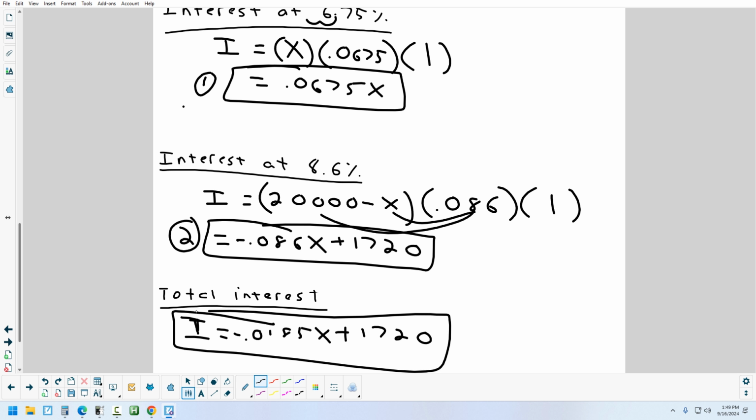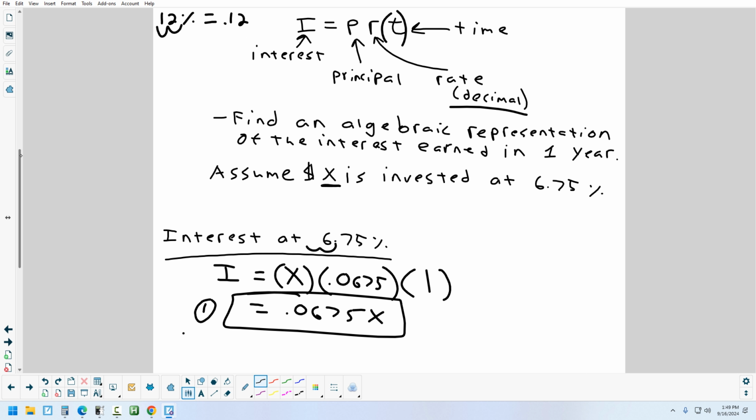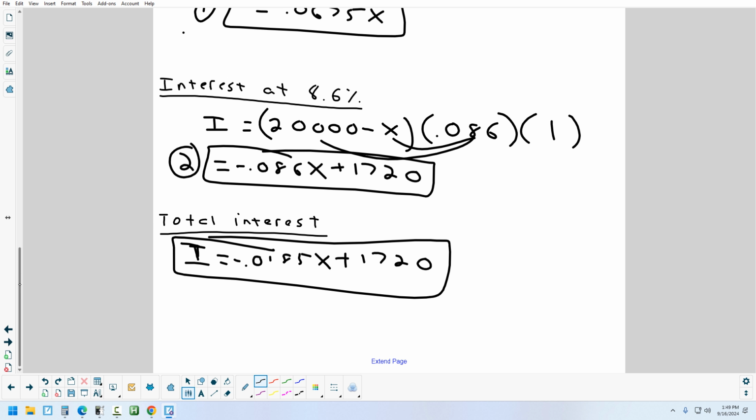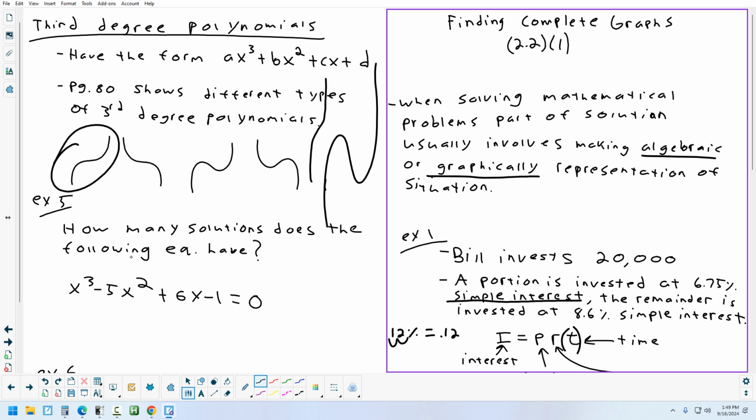Now, if you give me an amount of money that he invests, 20,000 in the 6.75% account, I can fill it into that formula, and I can tell you how much interest he made. Any question on the formula? And the last thing, we're going to type that in on the calculator, and we're going to get an answer.